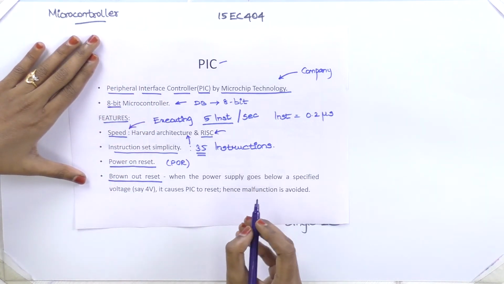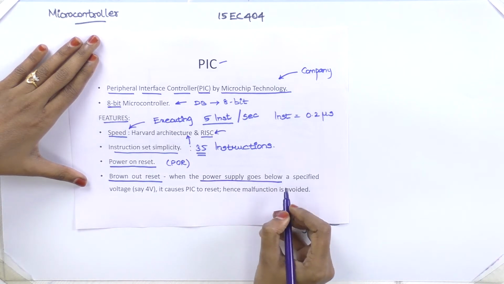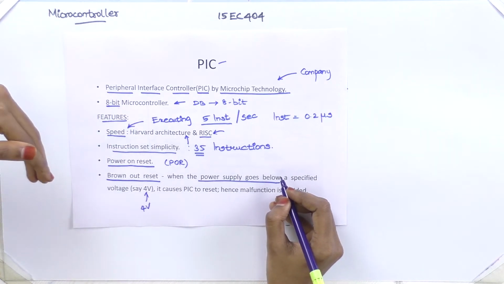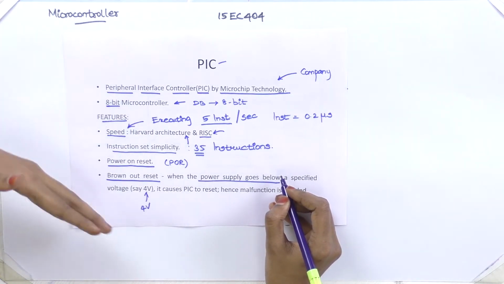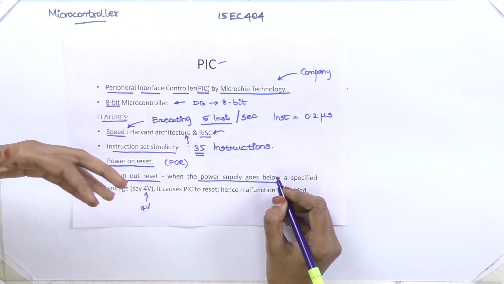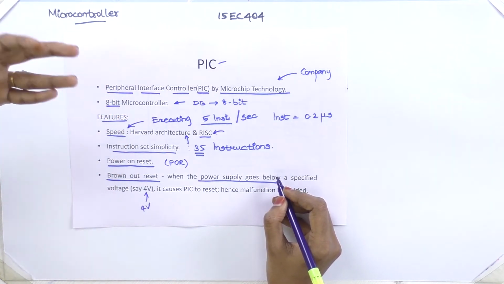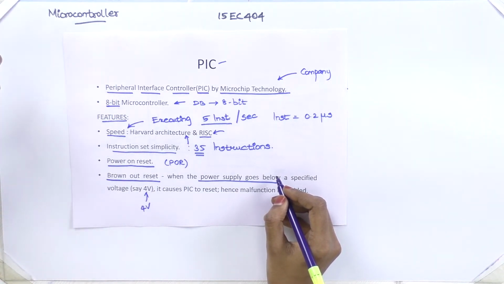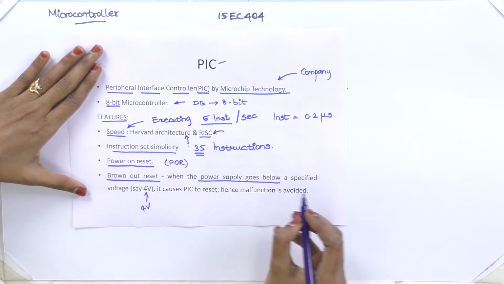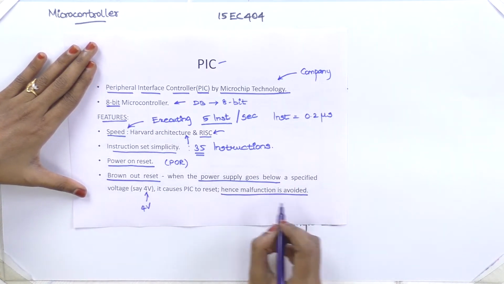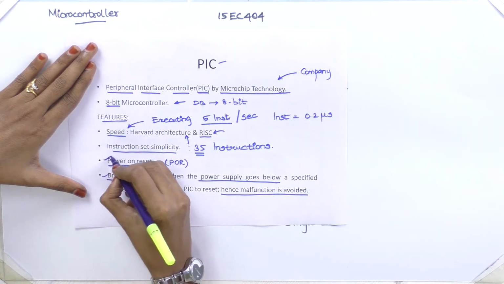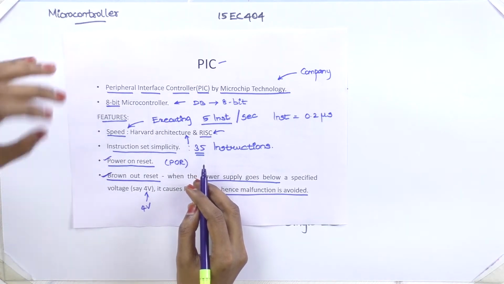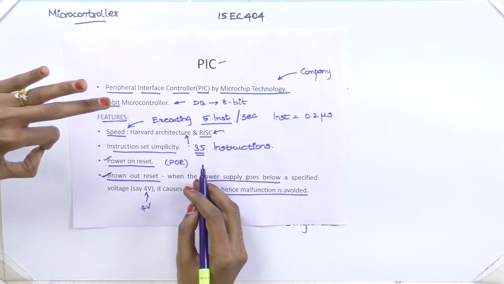Okay. So when the power supply goes below, for example, we have given 4 volt. When the supply goes below the specific power supply, here I have taken an example of 4 volt, if your supply goes below 4 volt to 3 volt or 2.5 volt, your processor will automatically get reset to avoid malfunctions of your controller. Fine. So power on reset, brownout reset, and another important one is the watchdog timer, which we will discuss now. These 3 features are most important in the PIC microcontroller.